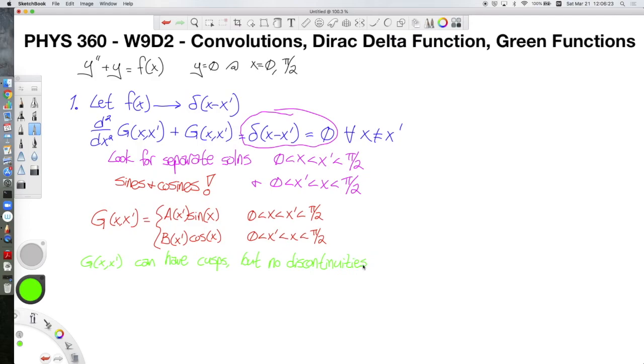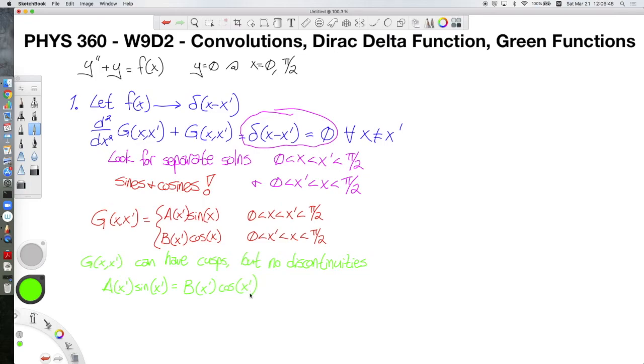So that means if we plug in x prime to both of these, the edges of the sides of this function at the point where they meet, they should be equal. So we can say that a of x prime times sine of x prime has to be equal to b of x prime times the cosine of x prime.